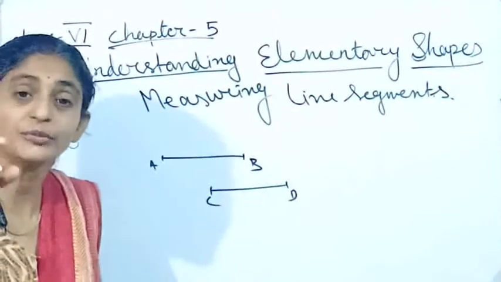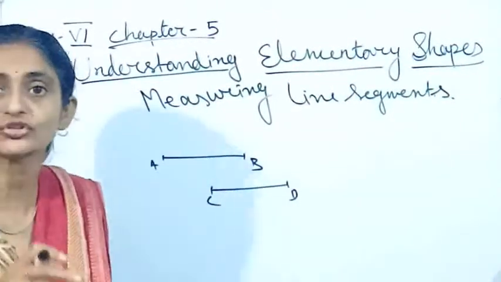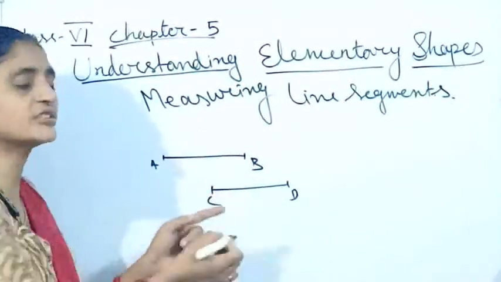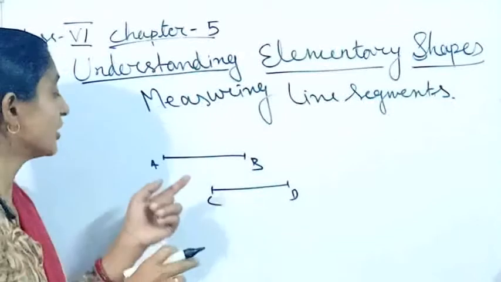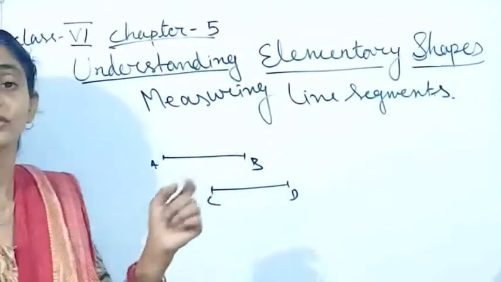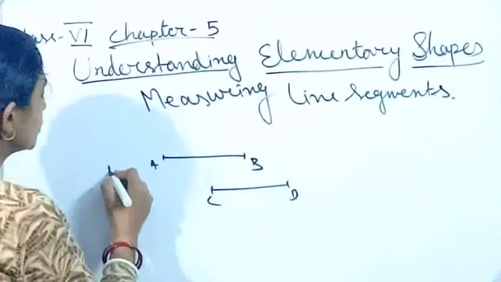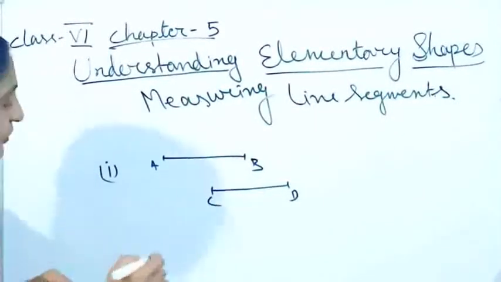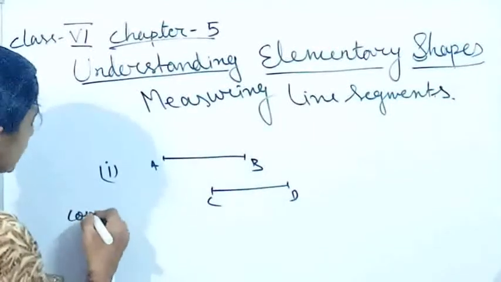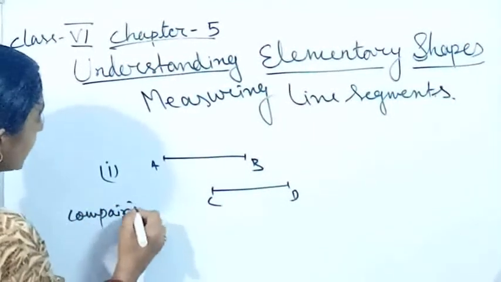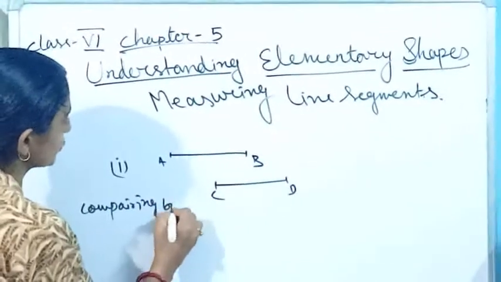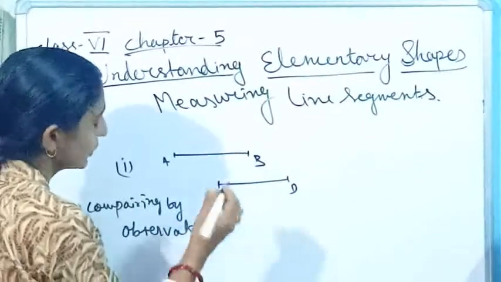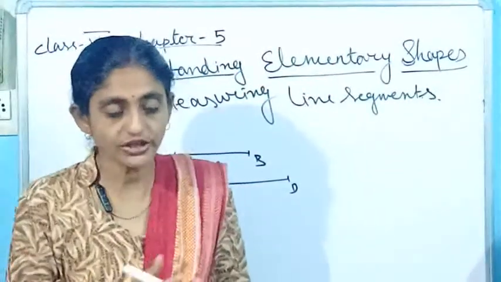But I am not sure about this. Are they equal, or is there any difference? So by merely observing these two, we cannot compare them. This is the first way, comparing by observation. Other than that, what can we do?